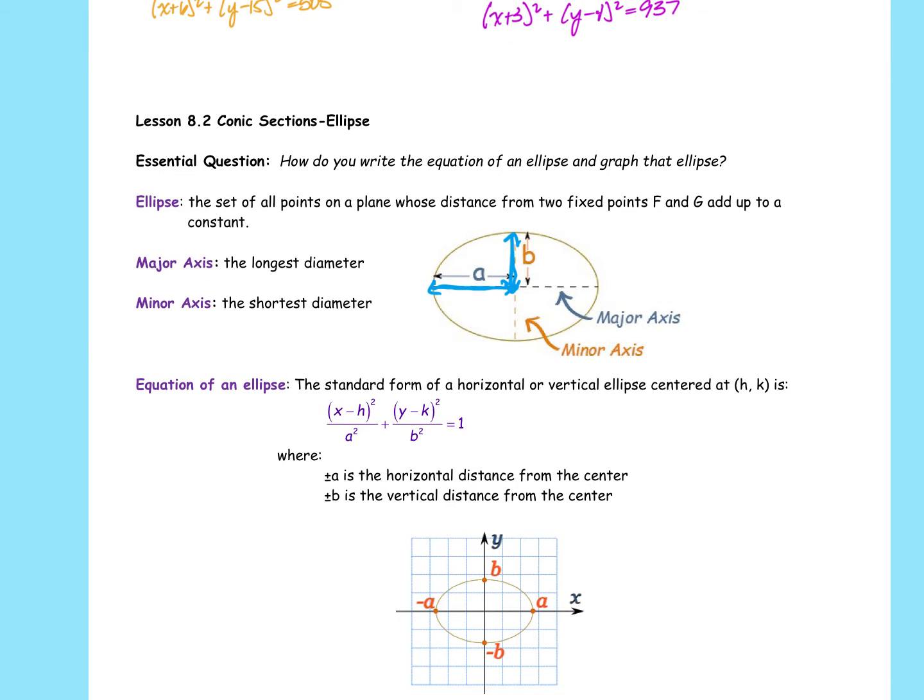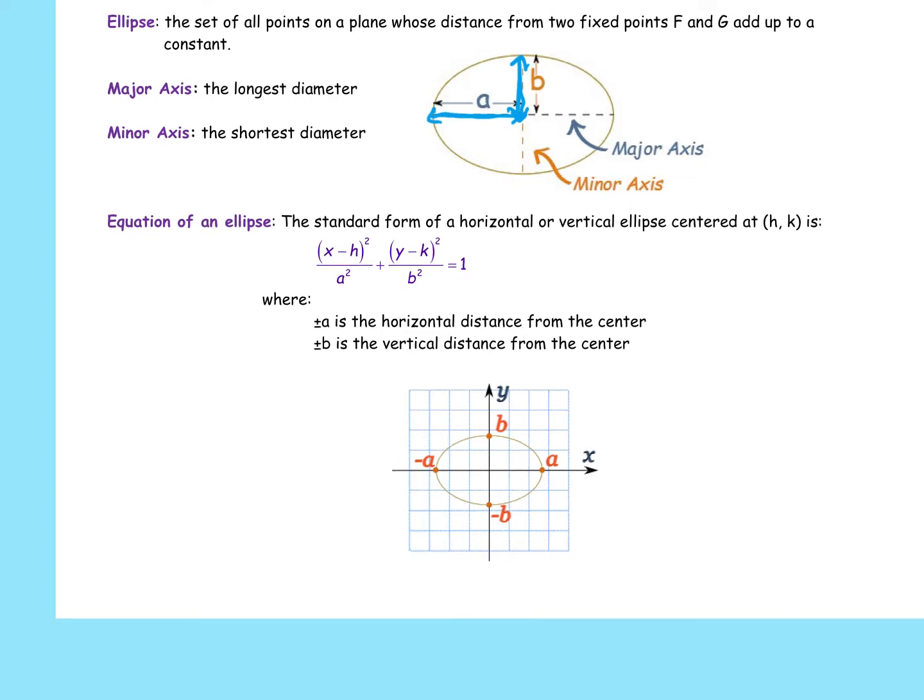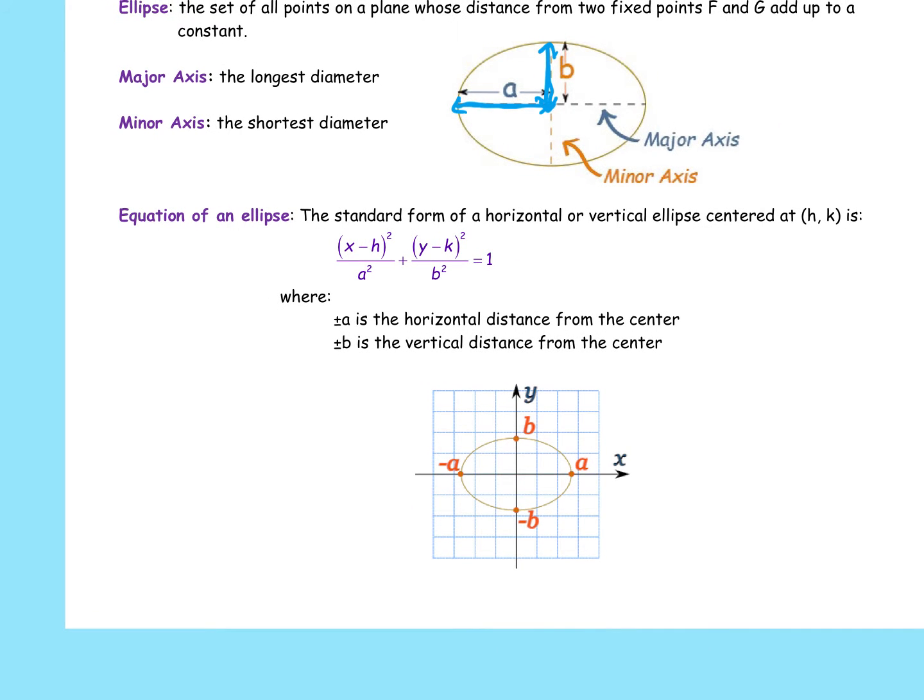So here's the formula right here, the equation of an ellipse. The standard form of a horizontal or vertical ellipse, so it doesn't matter which way it's aligned, centered at (h, k) is (x - h)² divided by a². Notice that the a goes on the x-axis, so it's with the x. The x and the a are together. And then (y - k)² over b², the y and the b are together. Okay? Equals 1, and it always equals 1.